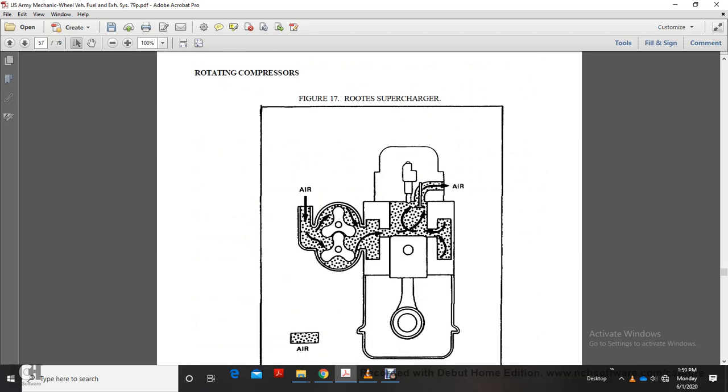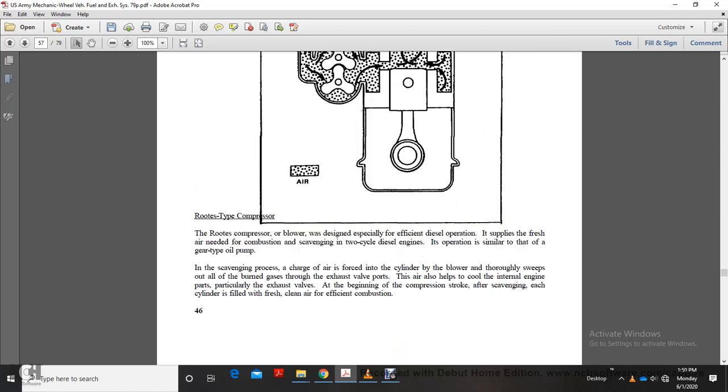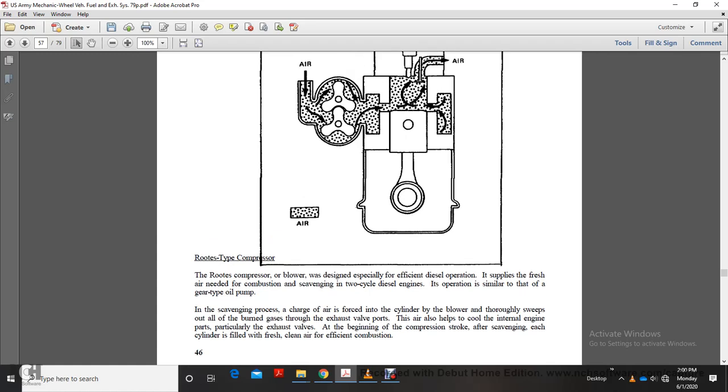This shows a rotating compressor, the Roots supercharger in a diesel engine. Roots compressor blowers are designed especially for efficient diesel operation. It supplies the fresh air needed for combustion in a two-cycle diesel engine, and is similar in design to that of the gear type oil pump.